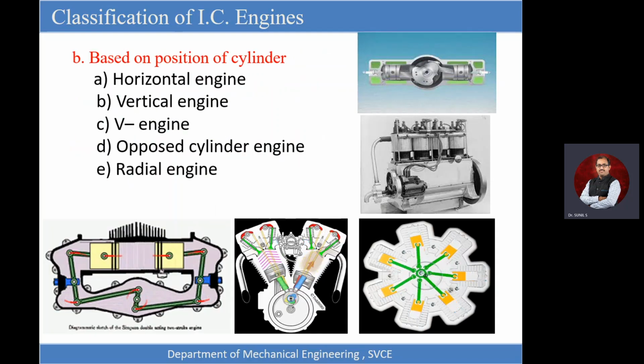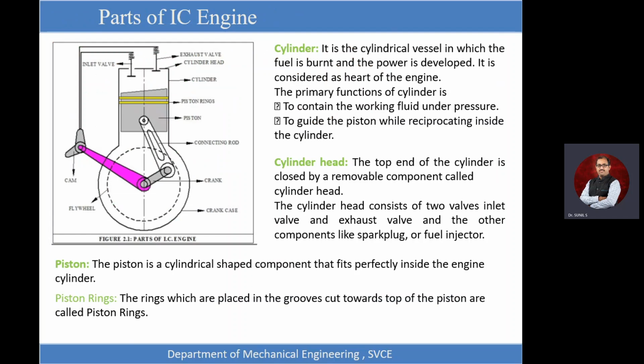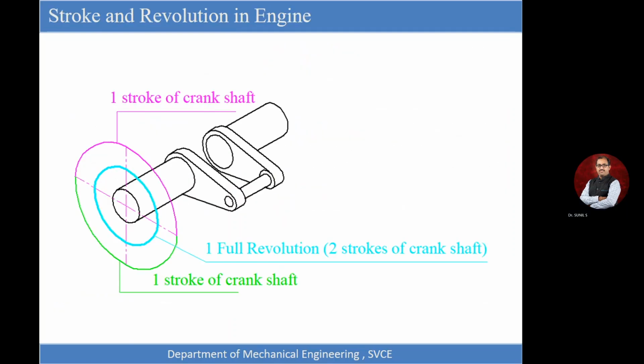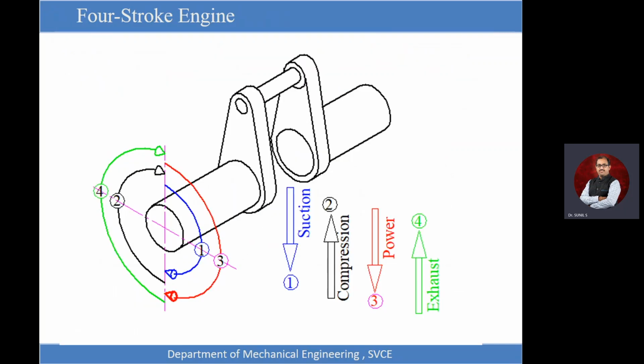Number of cylinders based on position of cylinder, according to method of cooling. Then we have discussed different parts of an IC engine in the previous class. Then we were here, that is the 4-stroke petrol engine: how the engine works, what are the different cycles, that is 4 different cycles. You can see this is called the crankshaft.